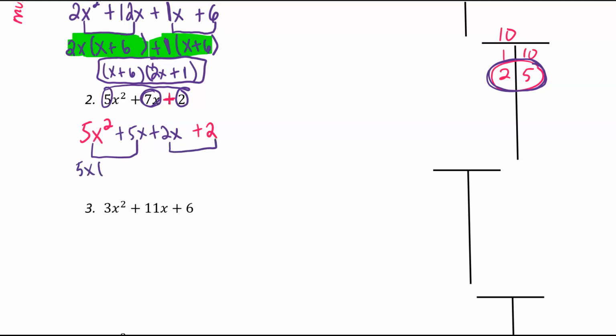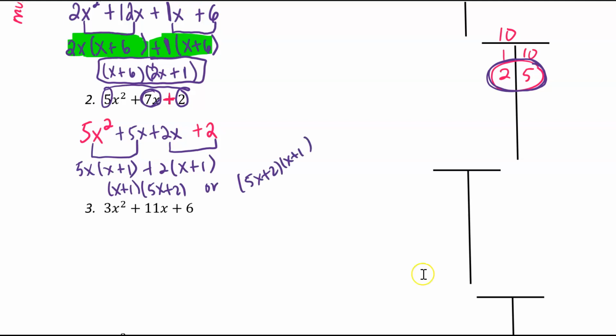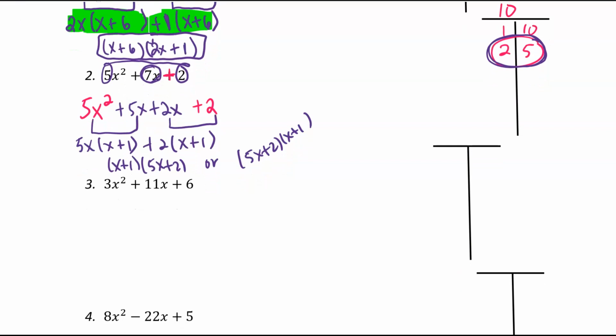So 5x times x plus 1 works, and then we take our 2 out, and we get that x plus 1 again, which is what we want. So x plus 1 times 5x plus 2. And again, you could have written 5x plus 2 times x plus 1. It's the same. Always multiply it and make sure though.